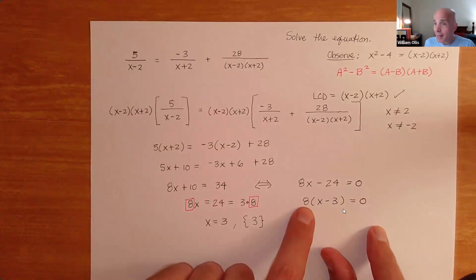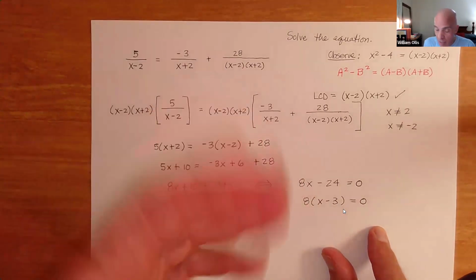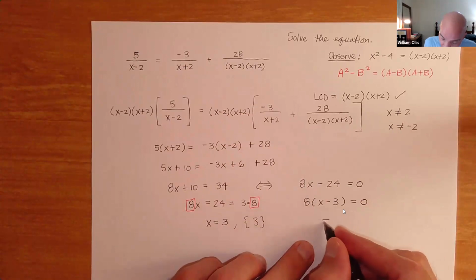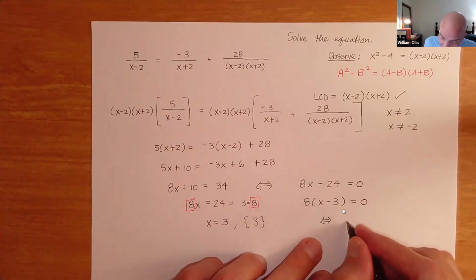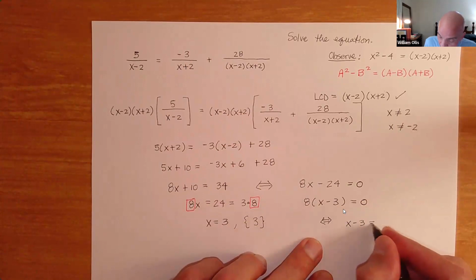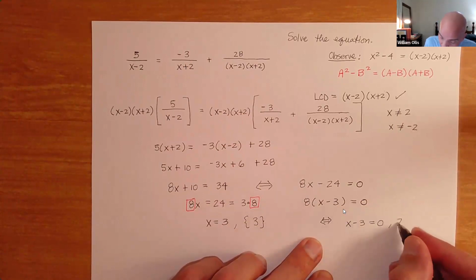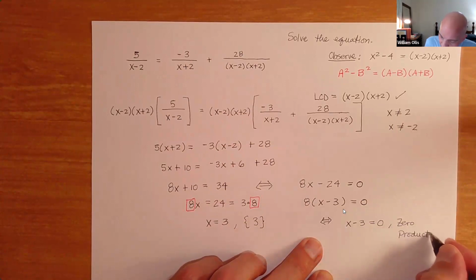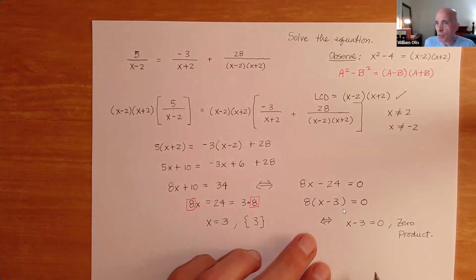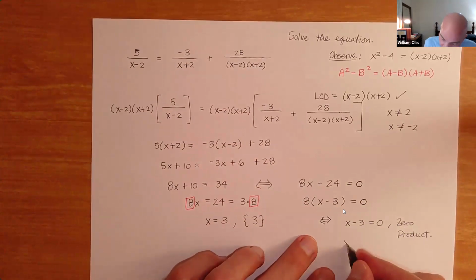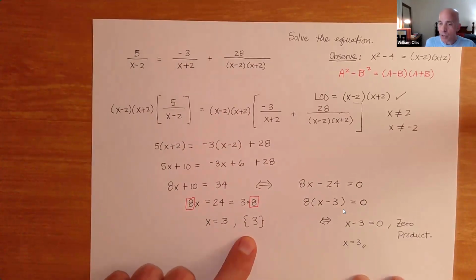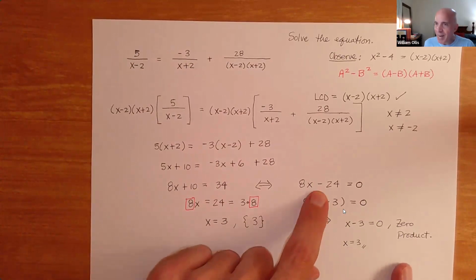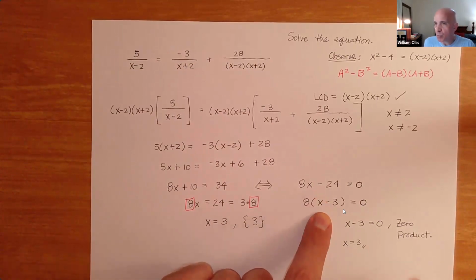Okay, well, the 8 can never be 0 because it's a constant. But this would say, equivalently, x minus 3 must be 0 by zero product. And this is a common theorem that's used. You often use this and you don't even think about it. And then, of course, x equals 3. And you get the same result. So when you reduce to the standard form, the result is the same.